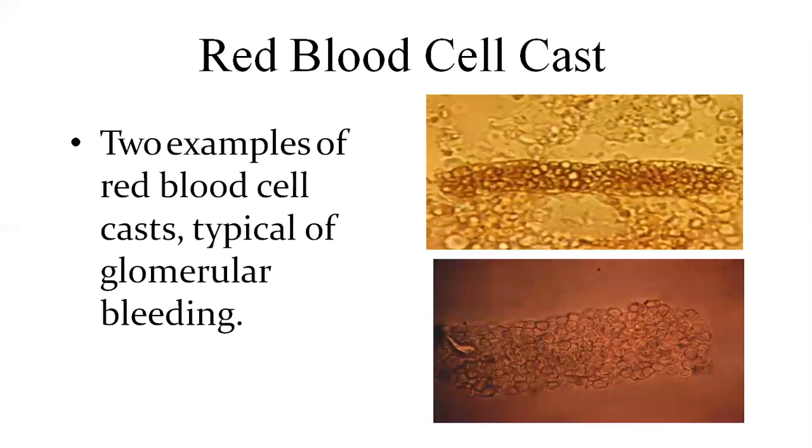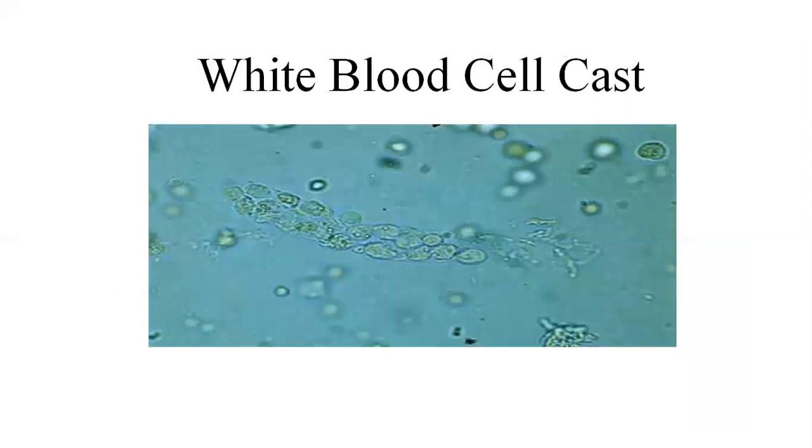RBC cast, as you can see in the picture, is a typical finding of glomerular bleeding. So, as we all know, the formed elements of blood are not filtered through the glomeruli, but any injury to the glomeruli will obviously lead to bleeding and presence of RBC in urine. Also, white blood cells may be present, as you can see histologically on microscopic examination of urine how they will appear.